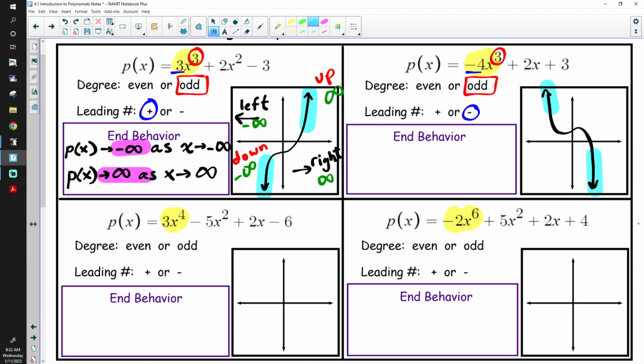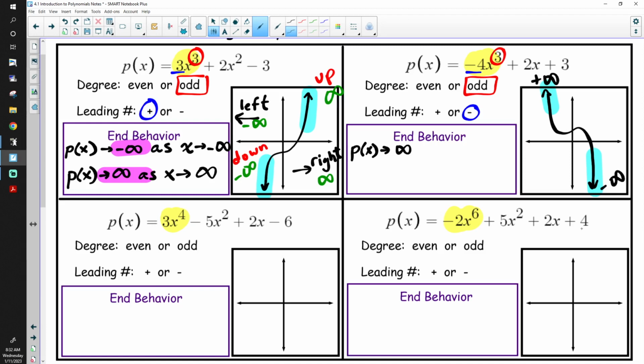Okay? So again, this is going to be exactly the same. The only two things that change are these highlighted pink. So P of x is going towards, which way is it going towards on the left? Up. So instead of negative infinity, we're going to put positive infinity. This is going towards positive infinity. This is going towards negative infinity.